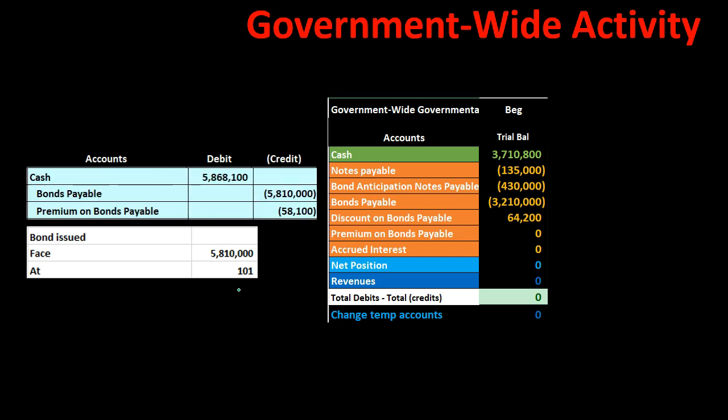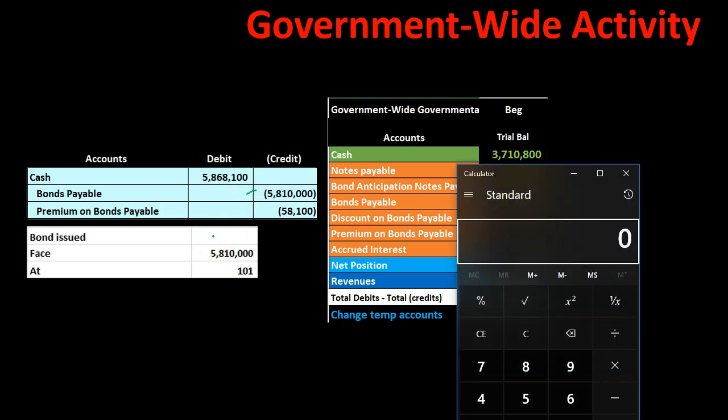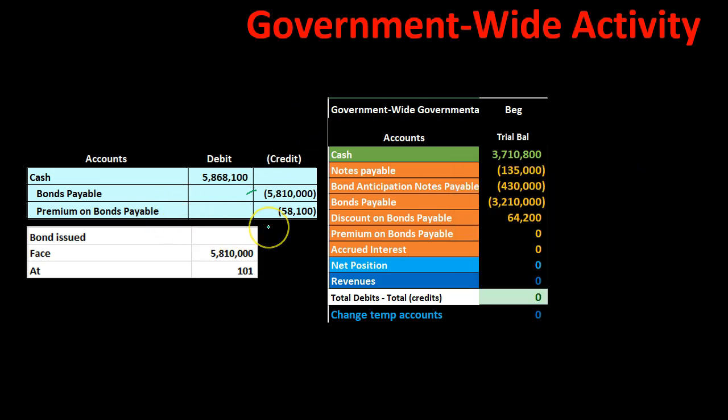So we're going to put this on the books. The bond payable is going to go on the books for the face amount. 101 means we're going to issue it at 101%. So we're going to have 5,810,000 times 1.01. That's how much cash we're going to get, 5,868,100. And then the difference is going to be in the premium. So now we have a premium as opposed to a discount. We got more cash than the face amount of the bond.